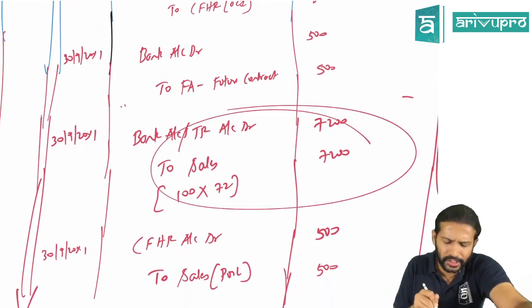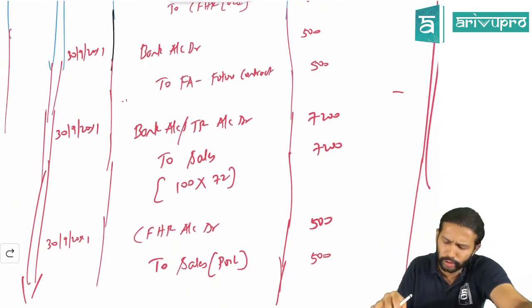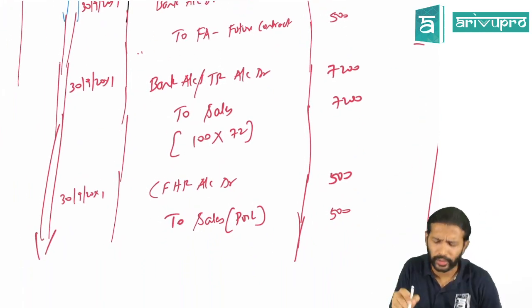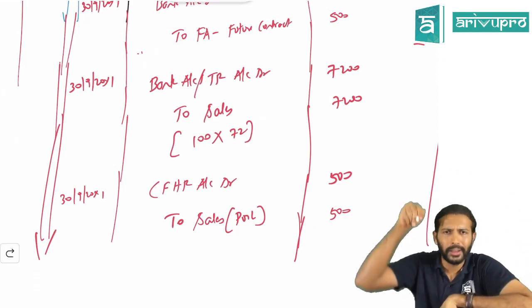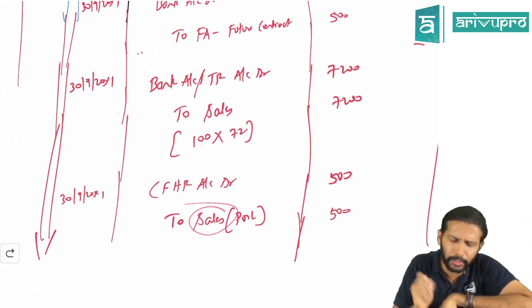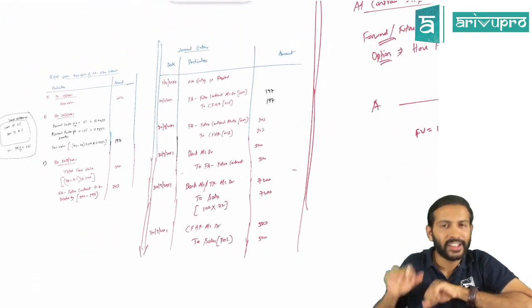Then the performance obligation is satisfied, so go ahead and book the sales revenue also. Once the contract has come to an end, cash flow hedge reserve is not required anymore. That will be transferred to P&L. But here they are transferring it to P&L in the name of sales. That's it. This is the funda.